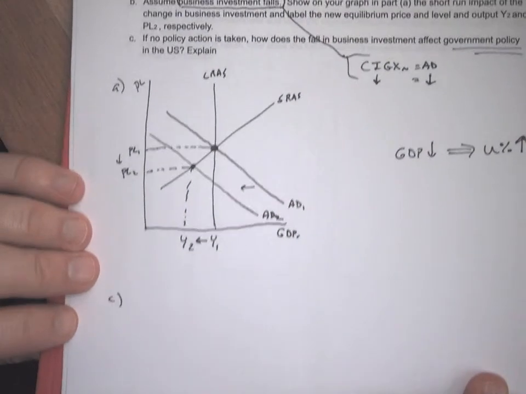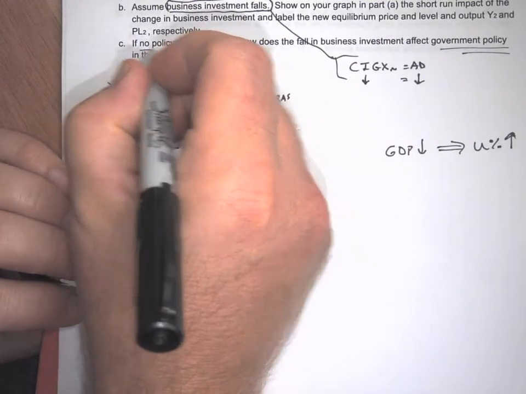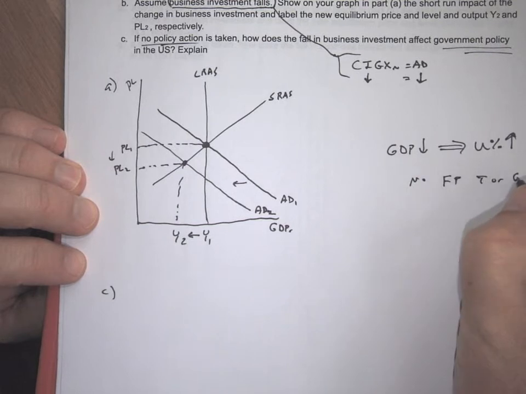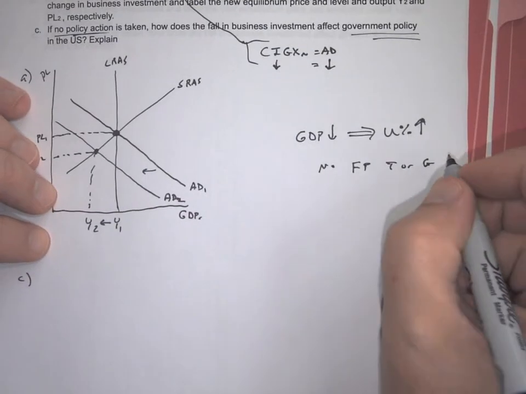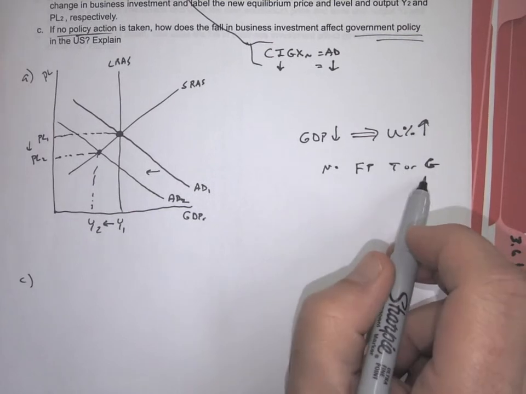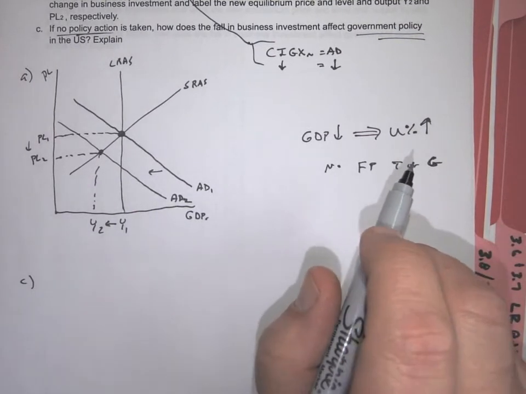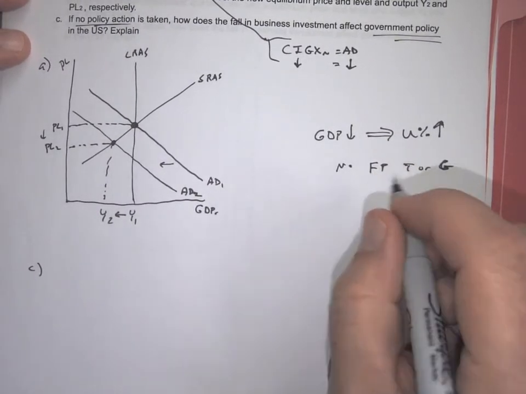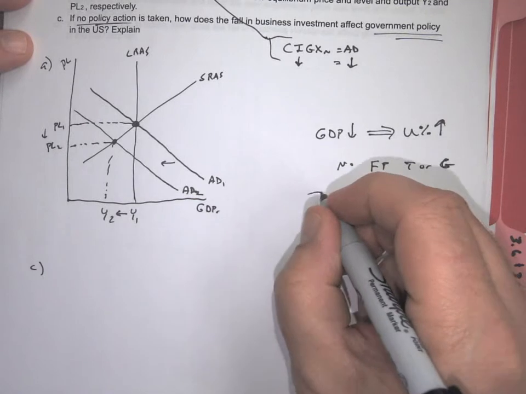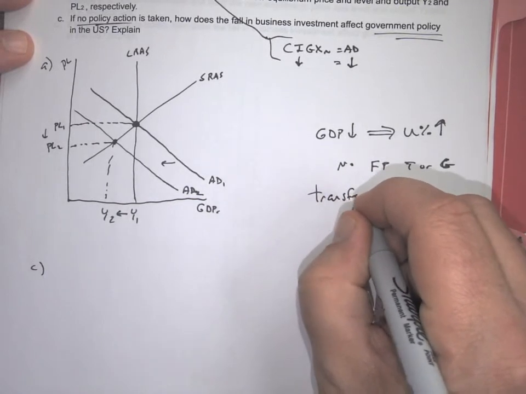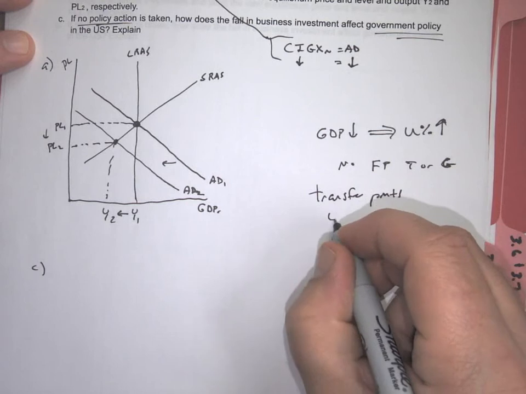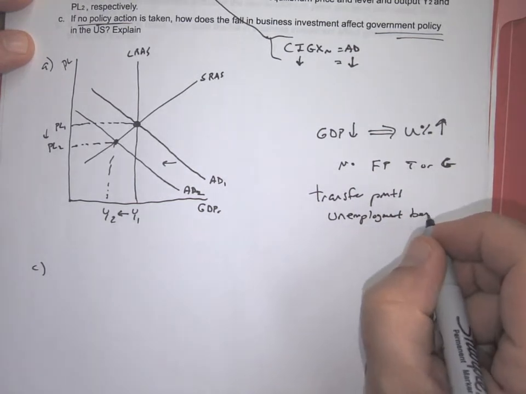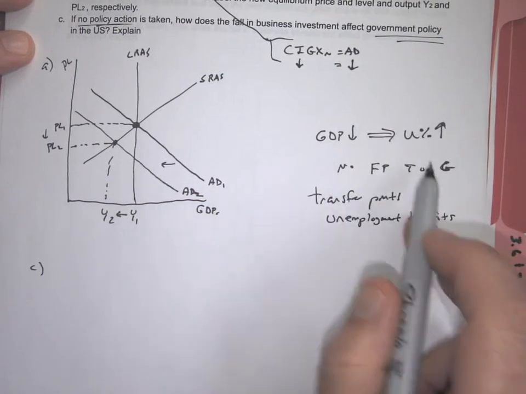So part C, let's scroll up here. Okay. All right. So in part C, no policy action is taken. That means no fiscal policy, so taxes or government spending. Nothing is happening. I'm just thinking this out in my head right now. So I know unemployment is up and there's no tax or government spending. So what's going to be? Transfer payments. So what's going to happen is when people have unemployment, they're going to apply for transfer payments. That is unemployment benefits. Okay, so I got my kind of think tank going over here.